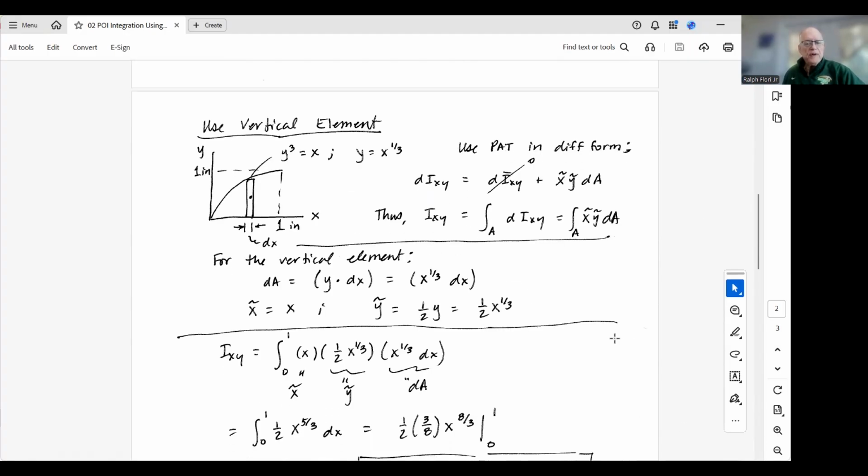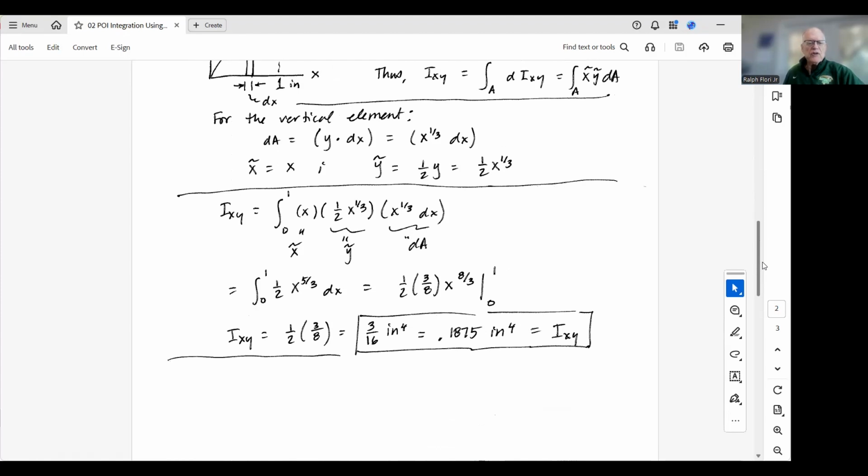If you choose a vertical element, then our dA is y times dx, but y is equal to x to the 1/3, so I can plug in x to the 1/3 times dx as my dA. My x tilde is x. My y tilde is 1/2 of y, which is 1/2 of x to the 1/3. So I plug in my x tilde, my y tilde, and my dA, set up that integral and integrate it. And again, I get the same answer, 3/16 inches to the fourth, or 0.1875 inches to the fourth.